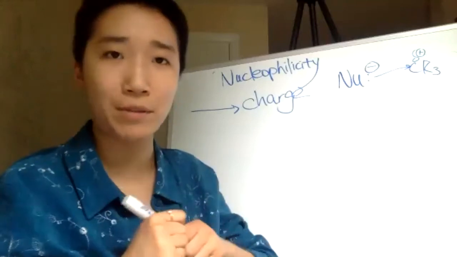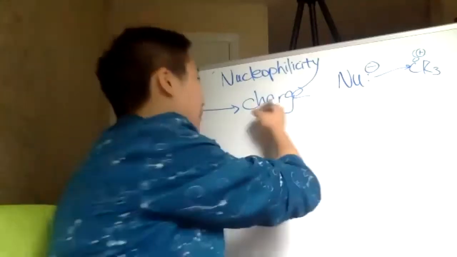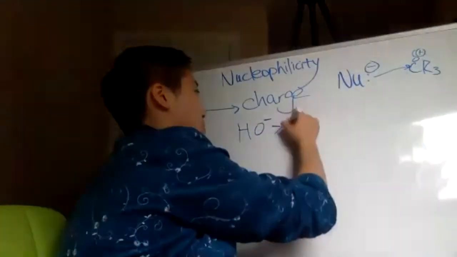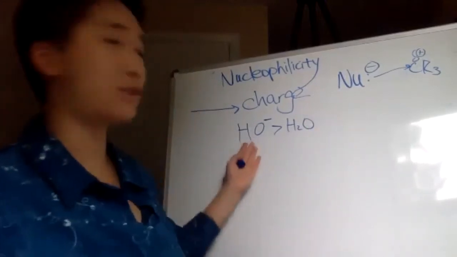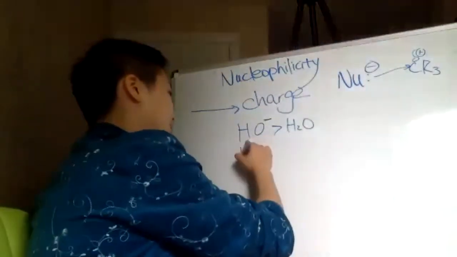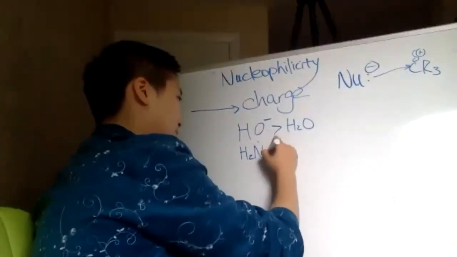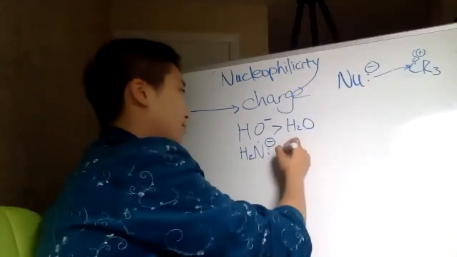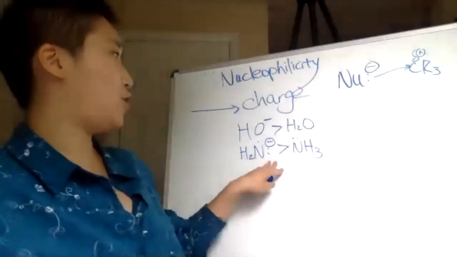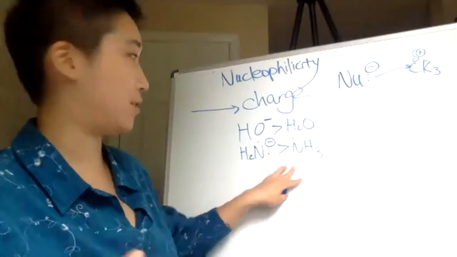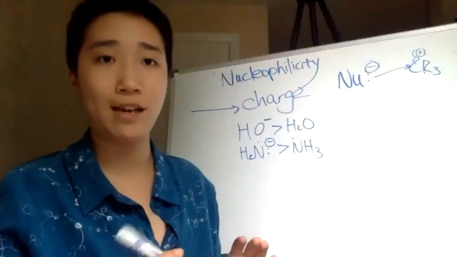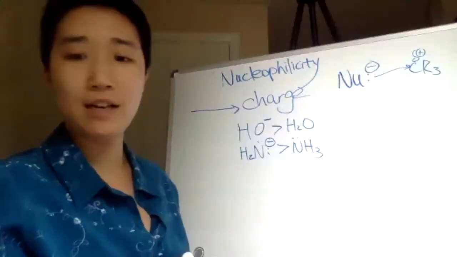So let me give you some examples of charged versus uncharged. We can have hydroxide versus water. Of course, OH minus is going to be a stronger nucleophile than water is. And we're going to have also NH2 minus versus NH3. NH2 minus has 2 lone pairs on nitrogen, whereas NH3 has only 1. Even though NH3 does act as a nucleophile, it is not nearly as strong as the deprotonated version of it.